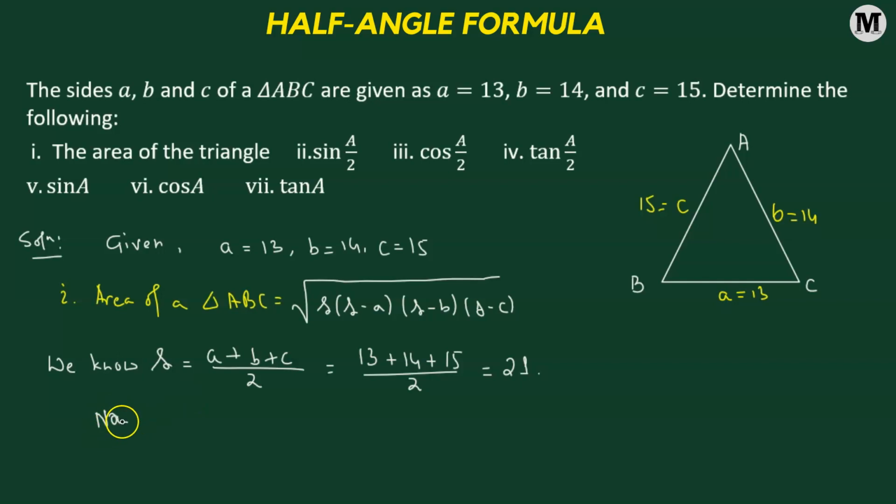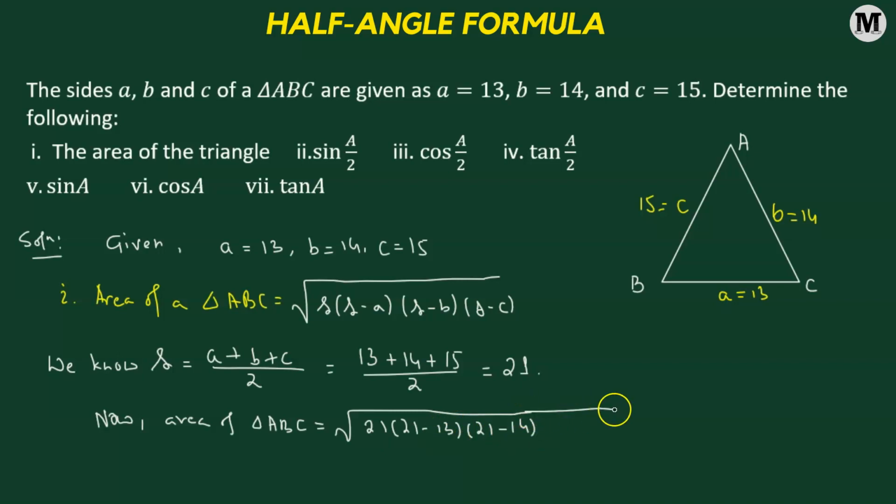So now the area of triangle ABC is going to be equal to the square root. Underneath the square root we have 21 multiplied by (21 minus 13) times (21 minus 14) multiplied by (21 minus 15). On computing this value, it's going to give us 84 square units. So this is going to be the area of the triangle ABC. Let's go to the next problem.